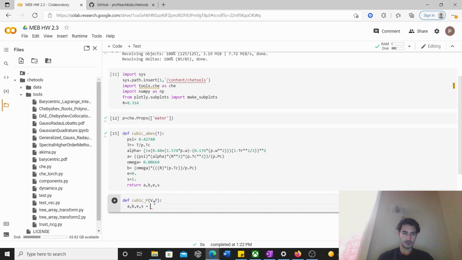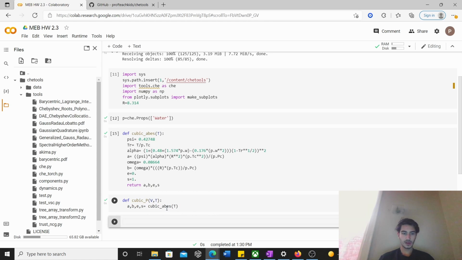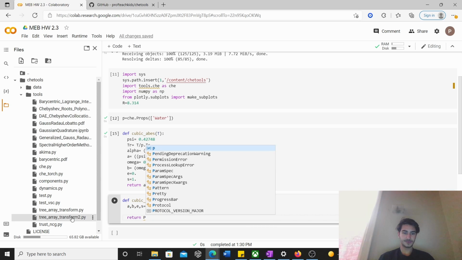They're all going to be equal to the cubic of ABS T. This simply is just recalling that the A, B, and S values are dependent on this whole thing, right? And then after, we're going to want to return a P value, correct? So we're solving for P.